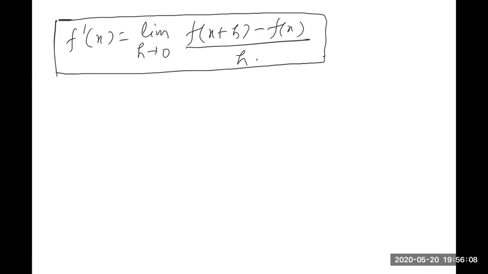Now I will explain certain concepts based on this formula. Example: find the derivative of x square with the ab initio method.